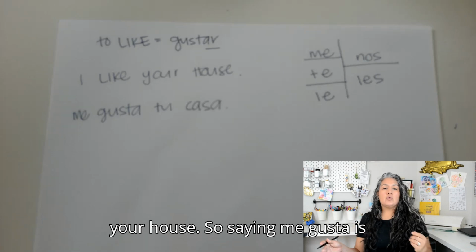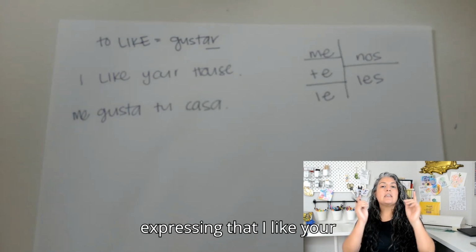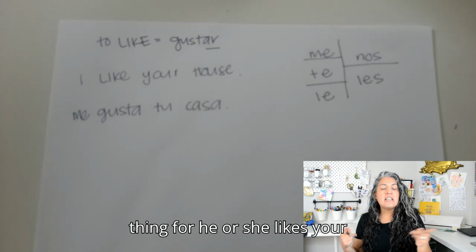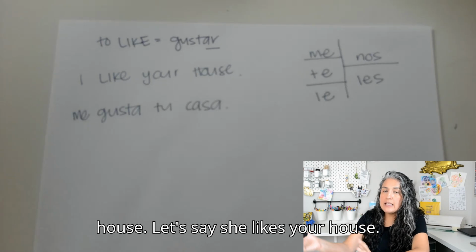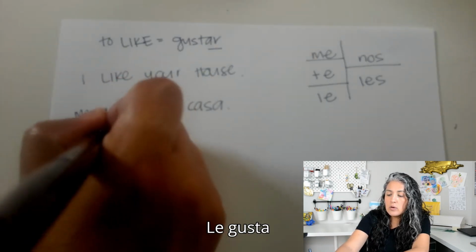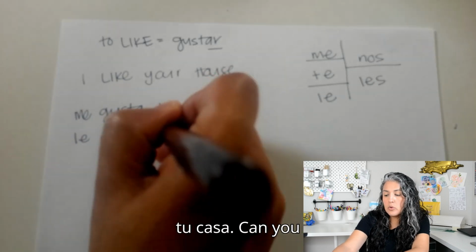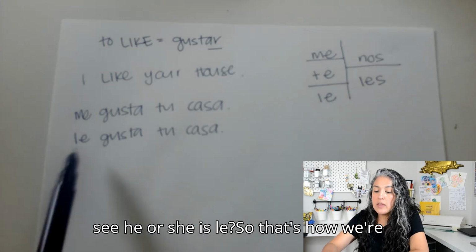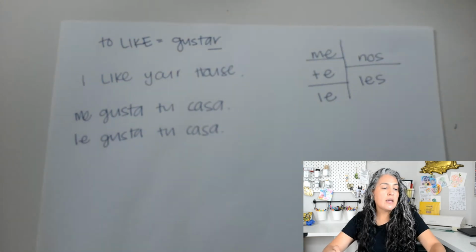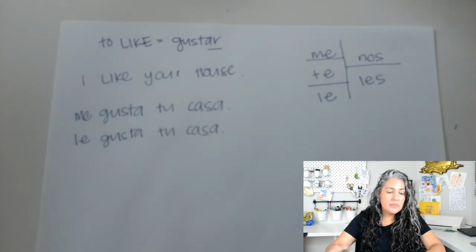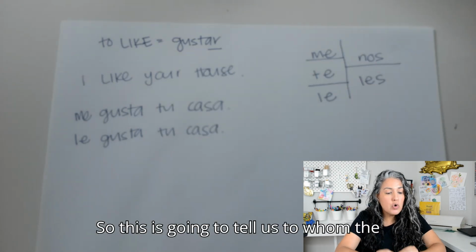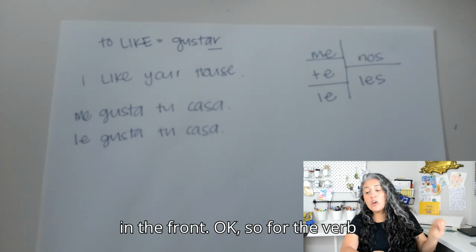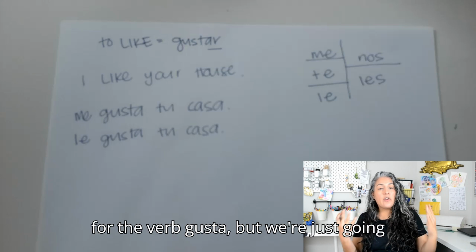So saying me gusta is expressing that I like your house. We would do the same thing for he or she likes your house. Let's say she likes your house. Le gusta tu casa. Can you see? He or she is le, so that's how we're starting our sentence. That's how it goes. So we have me gusta tu casa. So this is going to tell us to whom the verb is done, and we're going to put it in the front.